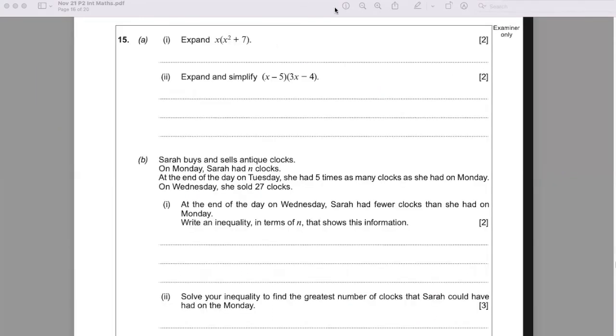Question 15, I expand x times x squared plus 7. All you've got to do is just multiply it out. So x times x squared will be x to the power of 3. X times 7 will be 7x.